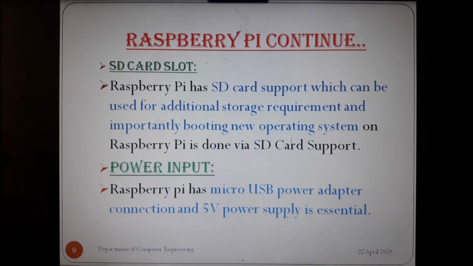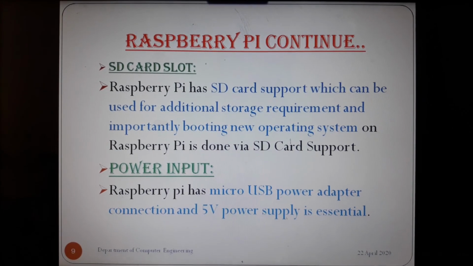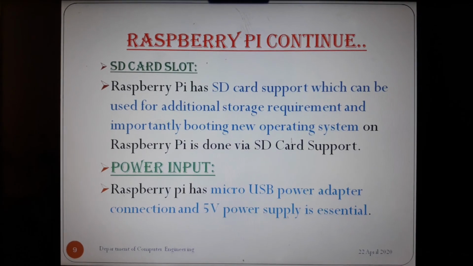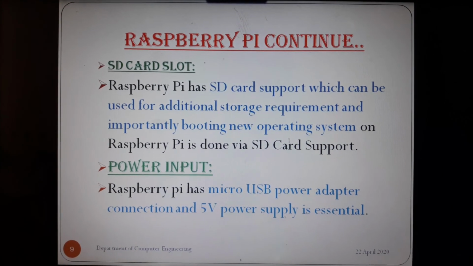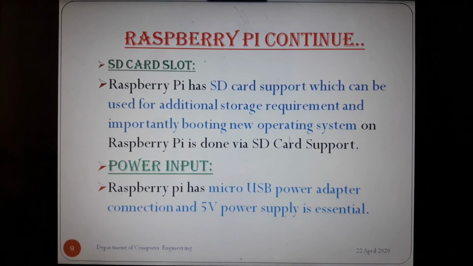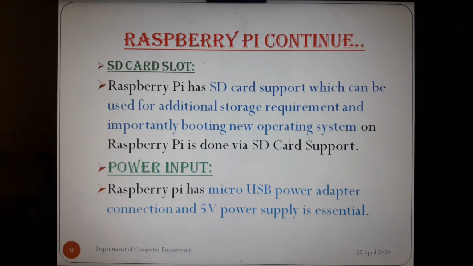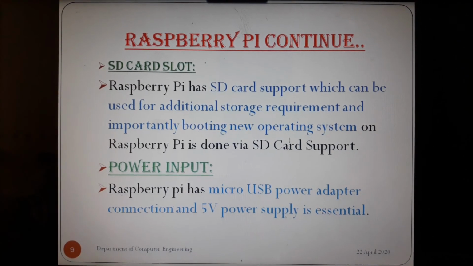Then we will reboot, and after rebooting we will boot the OS, that is Raspbian OS, like Ubuntu, on which you can perform various operations like Python programming, then run the program on the Raspberry Pi, and you will get the output on the terminal. So the card slot is very important.